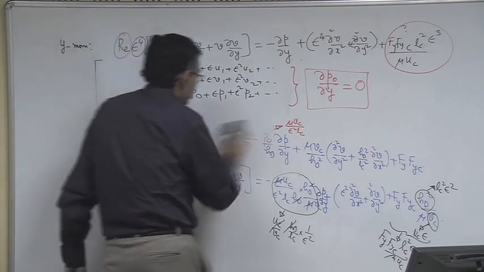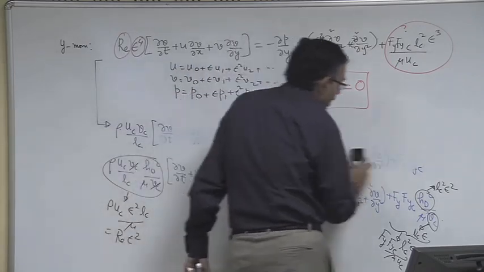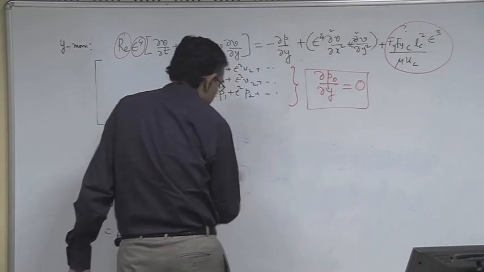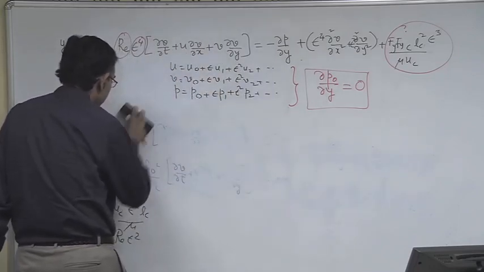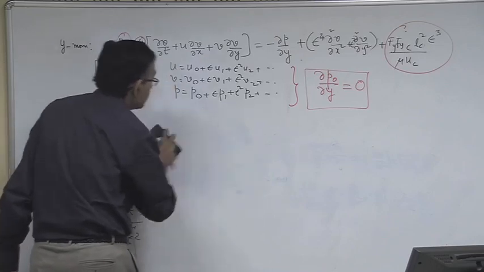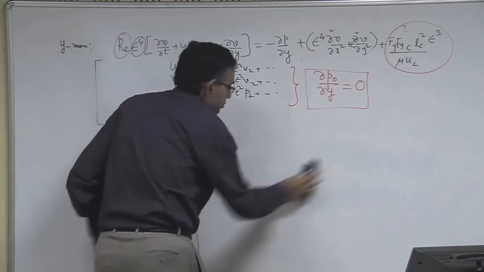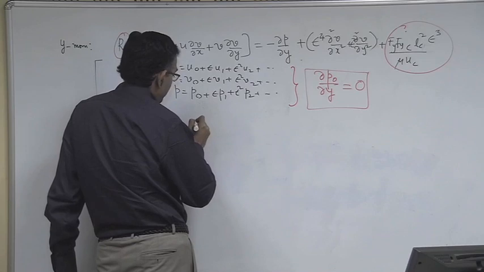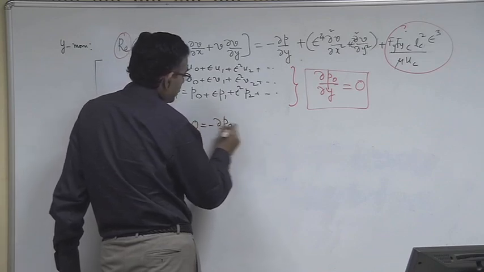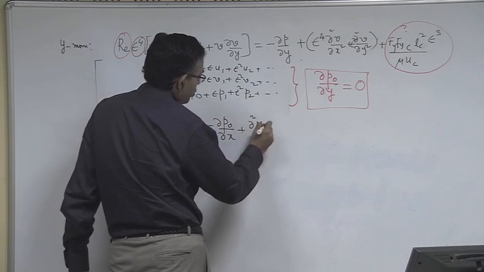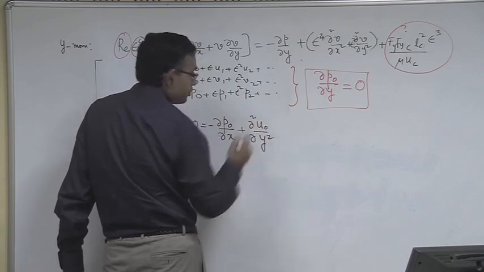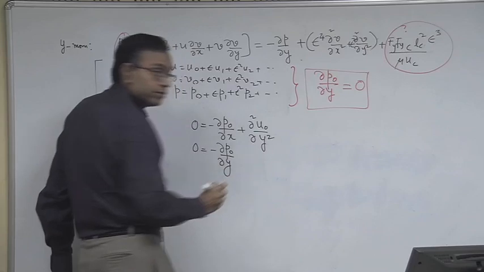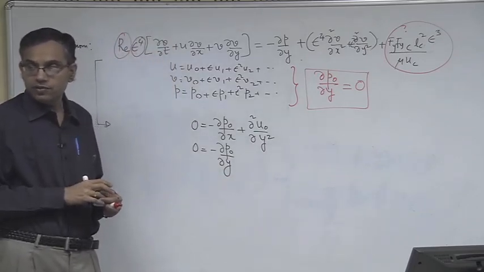So, to sum it up, let us write our x momentum and y momentum equations. So, you have 0 is equal to minus del p0 del x plus del 2 u0 del x 2, del y 2, and 0 is equal to minus del p0 del y, if you are not considering body force.